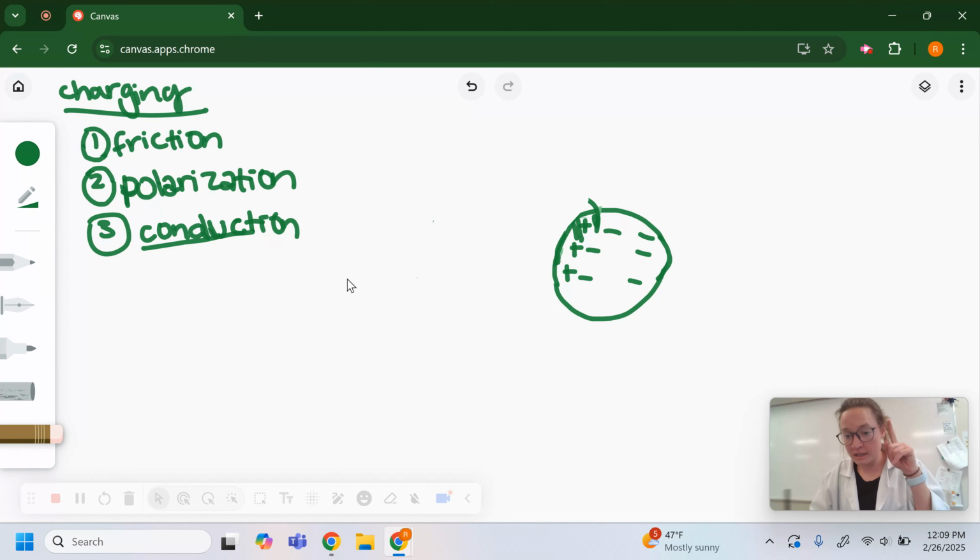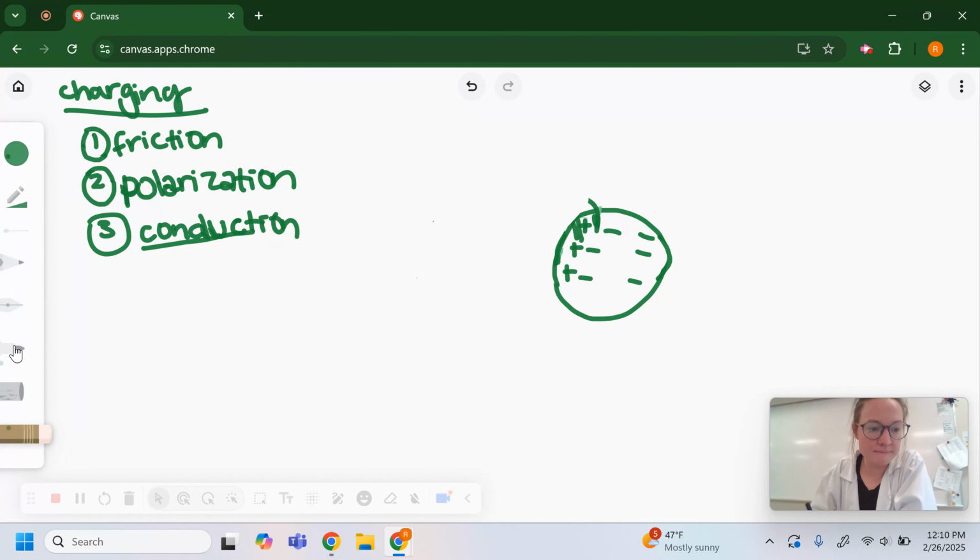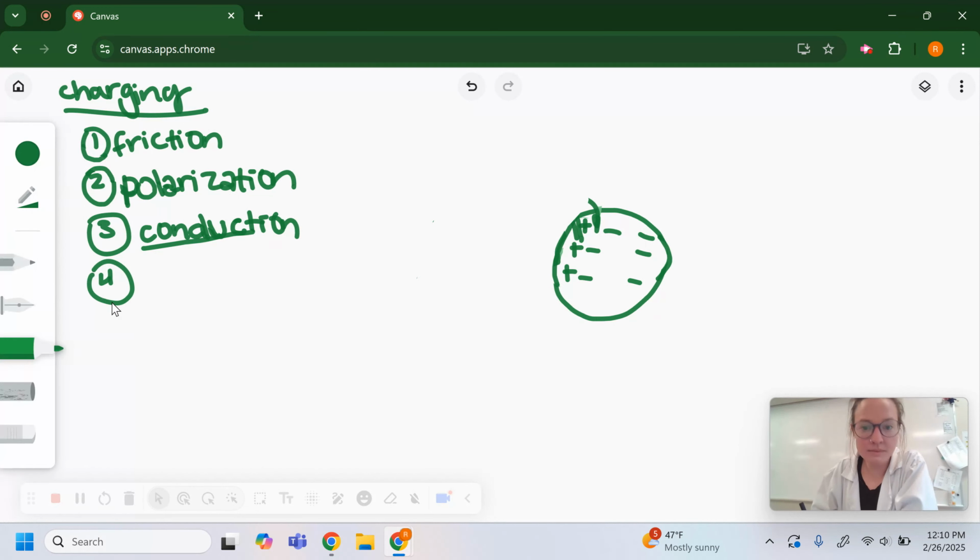Notice when we charge by conduction, if your finger is negatively charged, that doorknob's going to end up negatively charged. If your finger is positively charged, that doorknob is going to end up positively charged. Notice also that that doorknob is willing to give up electrons to you. It's also willing to accept electrons from you. That's charging by conduction. The last type of charging is charging by induction.